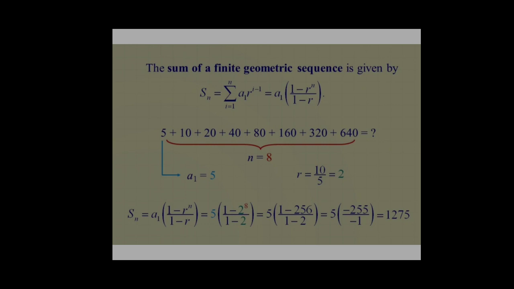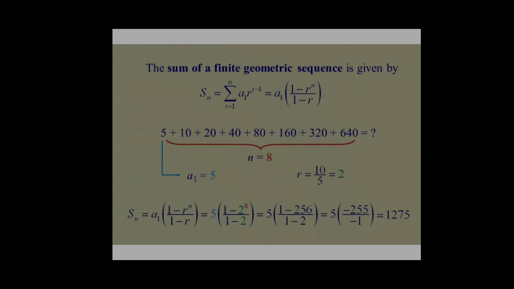The sum of a finite geometric sequence is given by S sub n equals the summation from i equals 1 to n of a sub 1 times r to the i minus 1, which equals a sub 1 times the quantity 1 minus r to the n power over 1 minus r.